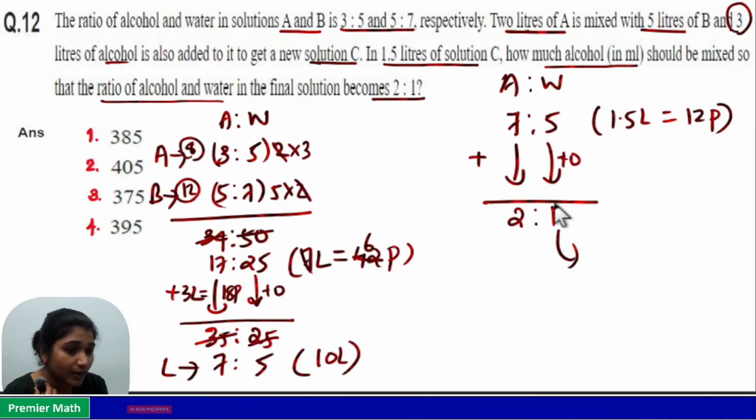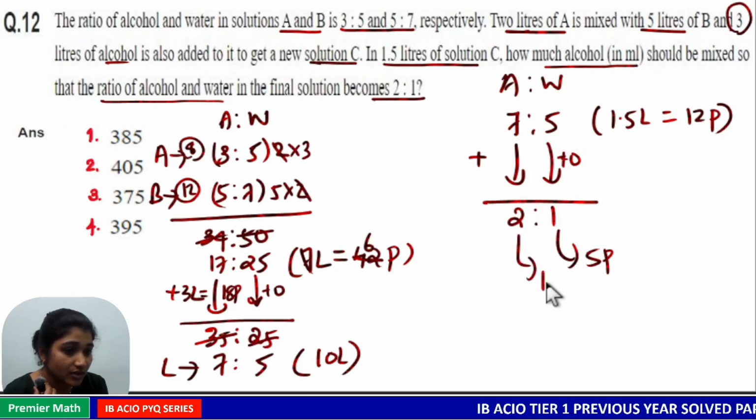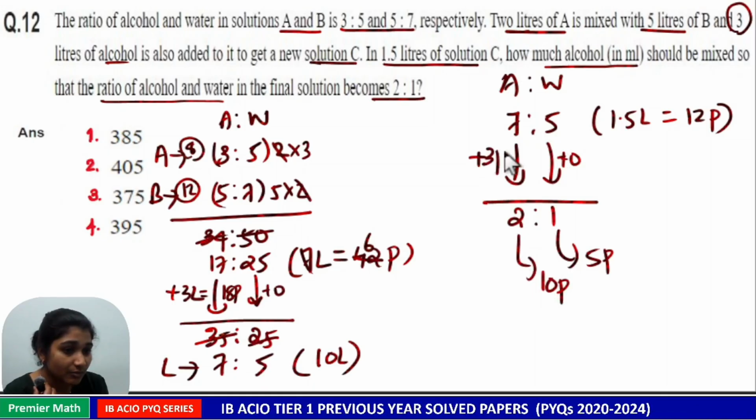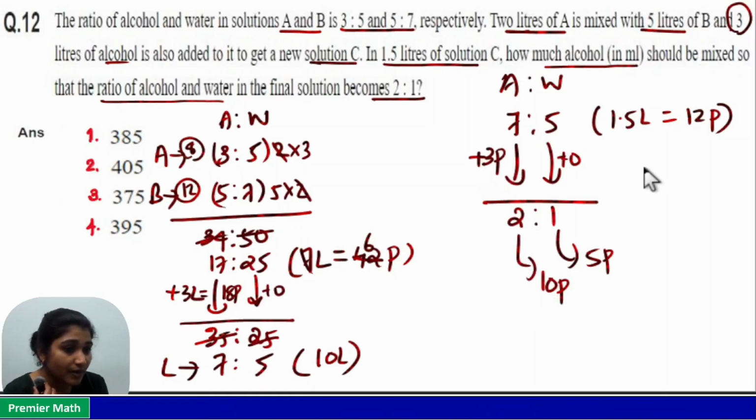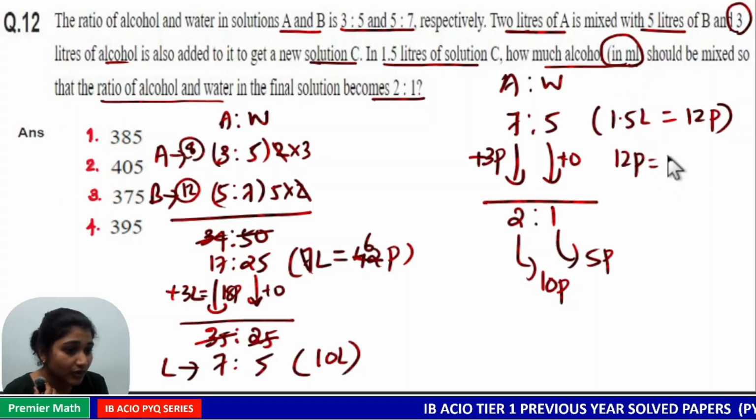So this 1 part is equal to this 5 parts. This 1 denotes this 5 parts. Then this 2 denotes this 10 parts. Now the difference between 7 parts and 10 parts is equal to 3 parts. So this 3 parts is equal to, here from this 12 parts is 1.5 liters, and we need the answer in milliliters. So 1 liter is equal to 1000 ml. So 1.5 liters is equal to 1500 ml.